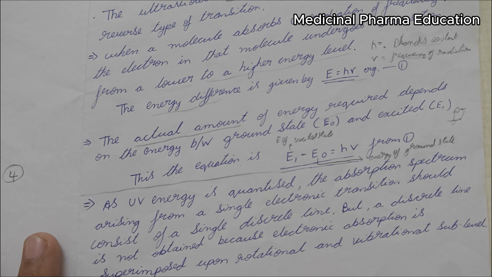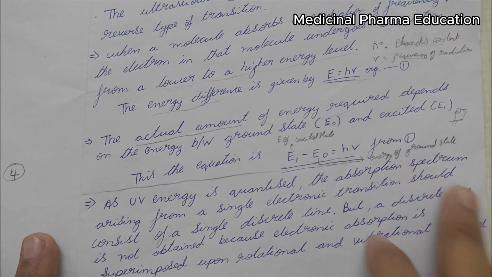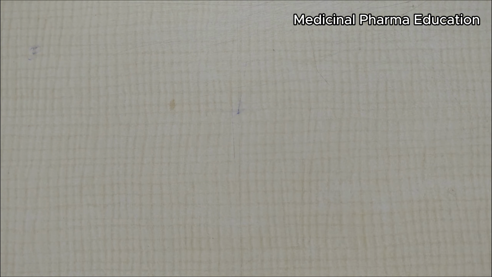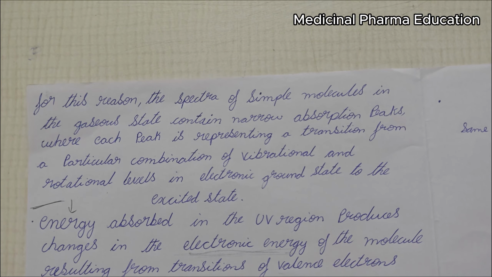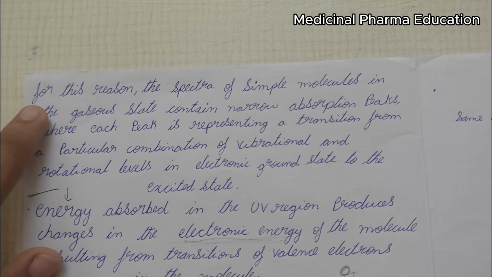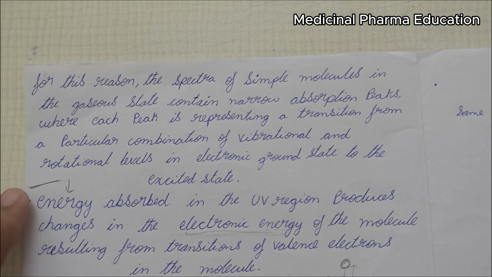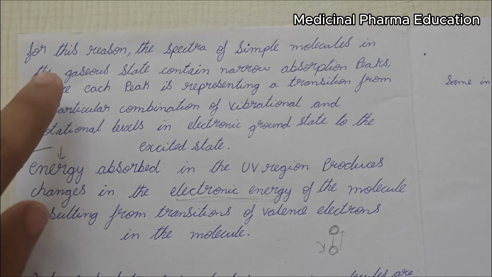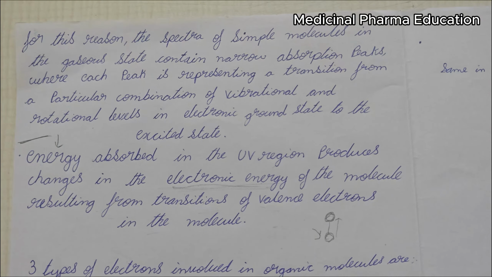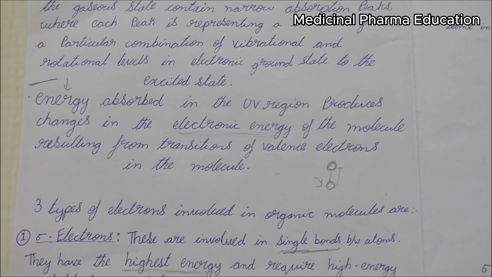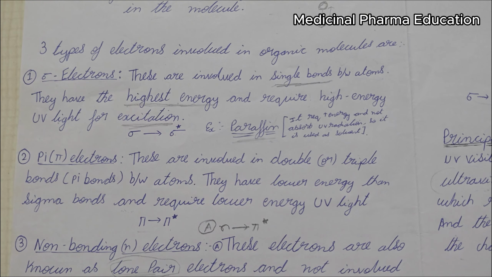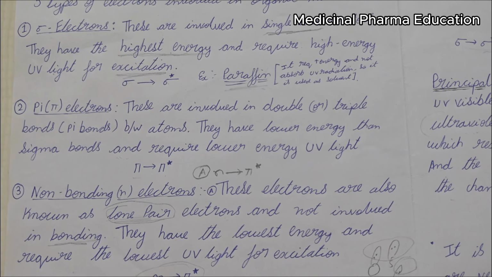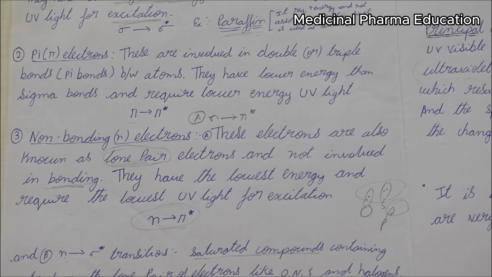This point is extra. If you want, you can write it, or else you can leave it. It's enough. This point also, you can start from here. It's better for understanding. If you read this, it's a little bit confusing. You can start from here. There are three types of electronic transition: sigma, pi, and non-bonding electrons. In the next video, we'll cover the laws, Beer's law and Lambert's law. It's very easy.